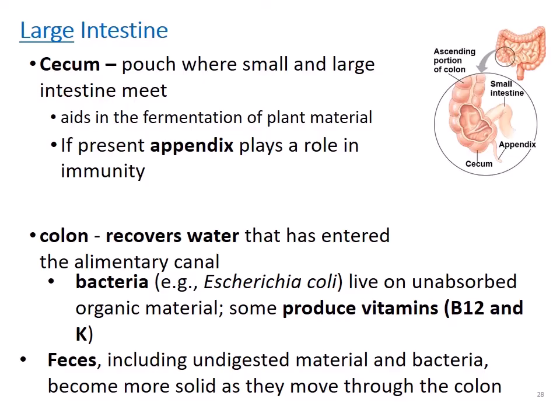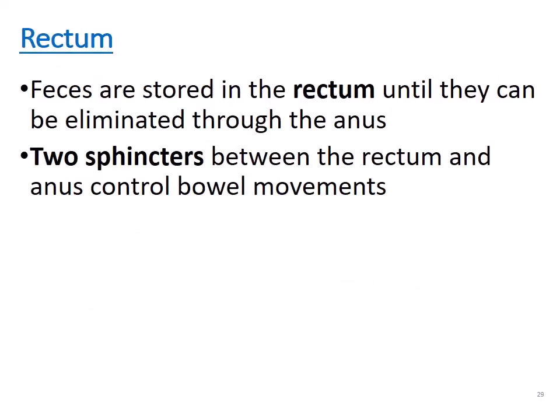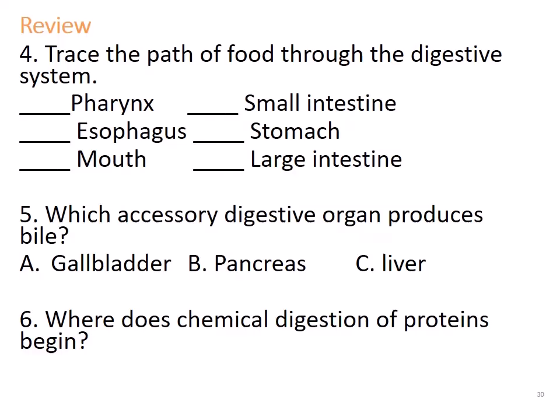And then you've got feces that's produced, and that's any undigested material and the bacteria that comes with it. And feces become more solid as they move through the colon. So then feces are stored in the rectum until they can be eliminated through the anus, and there's actually two sphincters between the rectum and the anus that can control bowel movements.